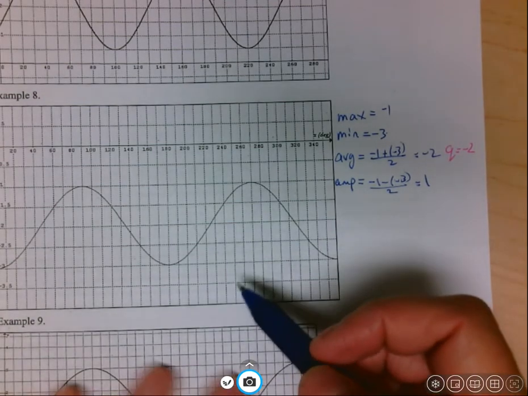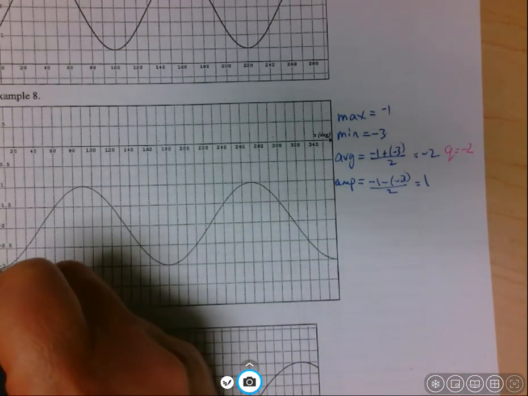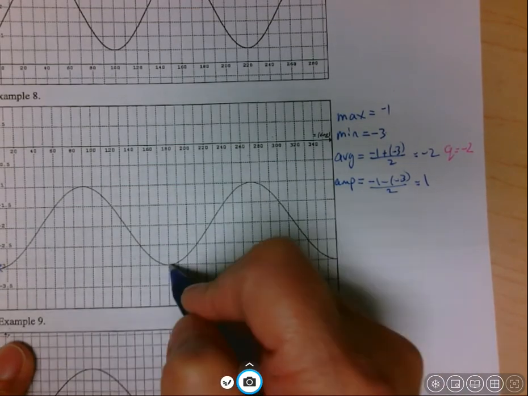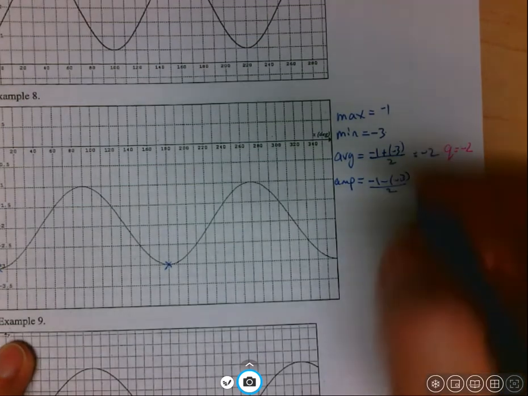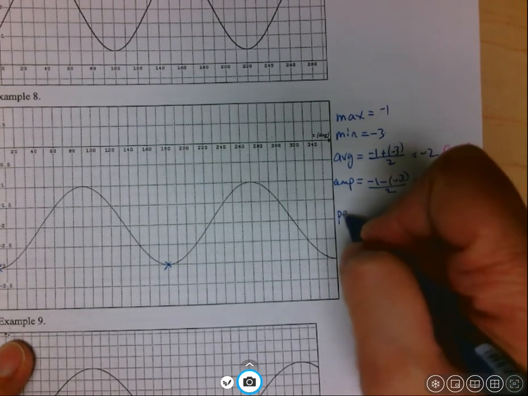Then I have to look at my period. I'm going to find a place to start, and then I see this place again here. So my period is 180 degrees.